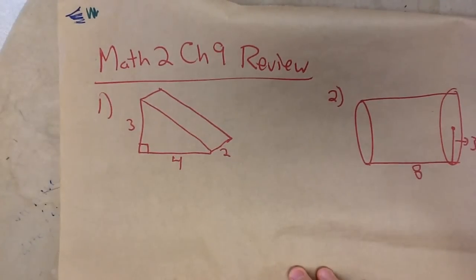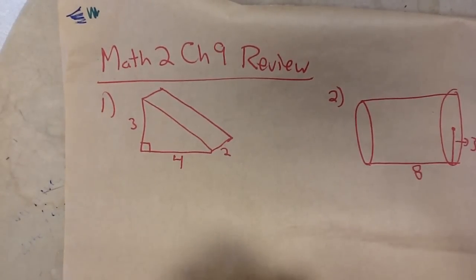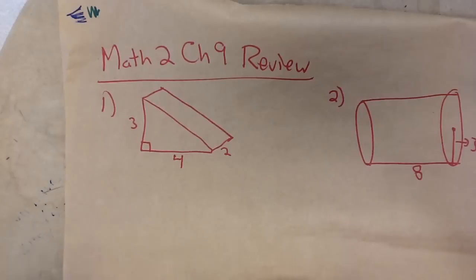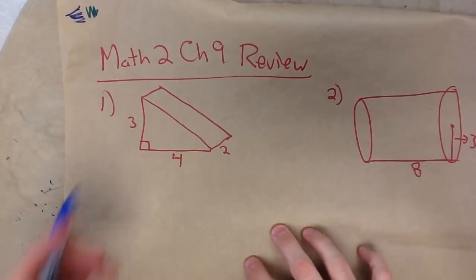This is the Math 2 Chapter 9 review. We're starting with number 1. We need to find the surface area of each figure that we have. We can leave in terms of pi when applicable, and that will be on the cylinders that we look at.